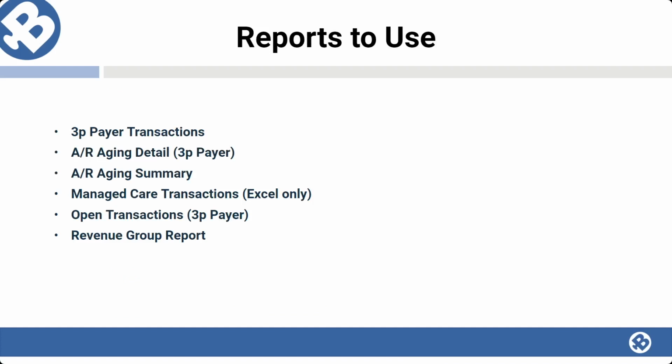For this, we are going to recommend the 3P payer transactions, the AR aging detail 3P payer, the AR aging summary, the managed care transactions Excel only, the open transaction 3P payer, and the revenue group report as well. One note here is that if you try to utilize the hearing aid sale and return detail, you will not see the managed care units on there.